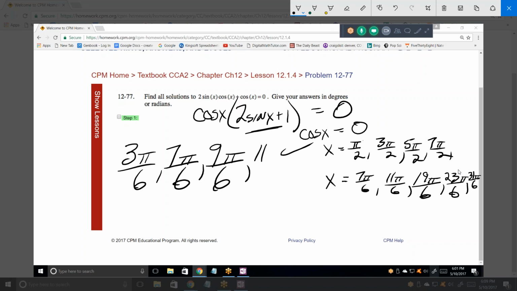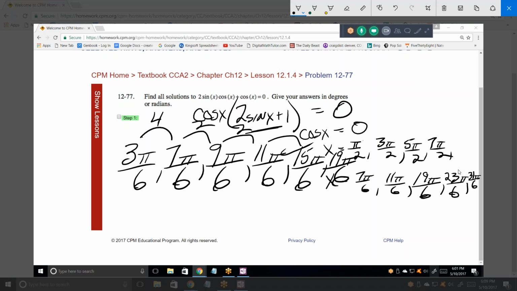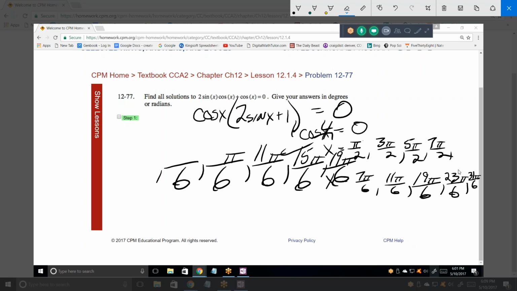Eleven pi over 6. Fifteen pi over 6. 19 pi over 6. Again, that's separated by 4. That's separated by 2. That's separated by 2. That's separated by 4. Again, 4. I don't think I can come up with a single series that describes this series. So, let's not try. In other words, we don't need to because I can certainly describe all of these answers with three different series as a minimum.